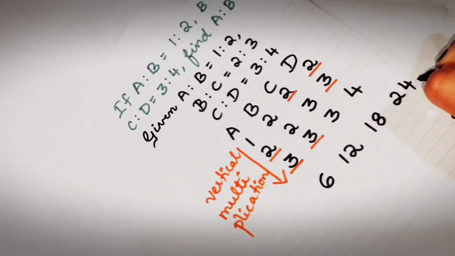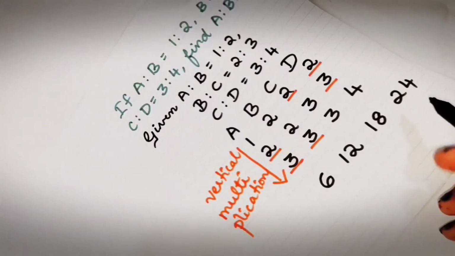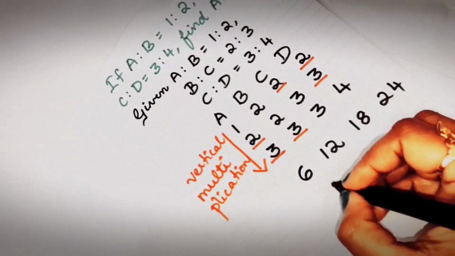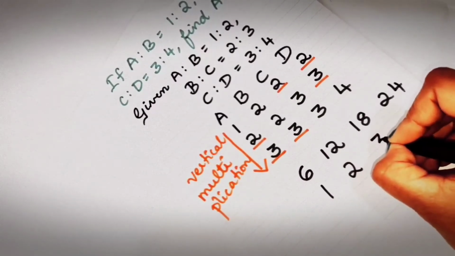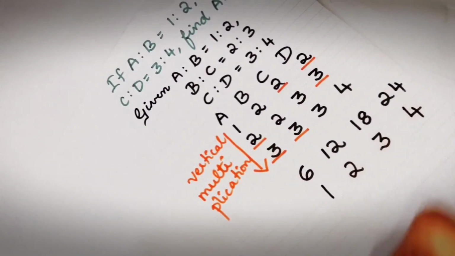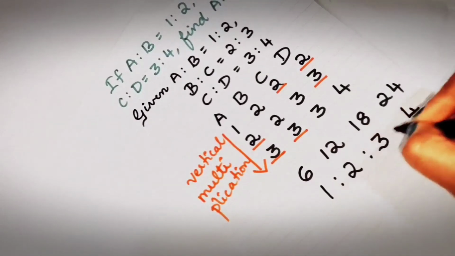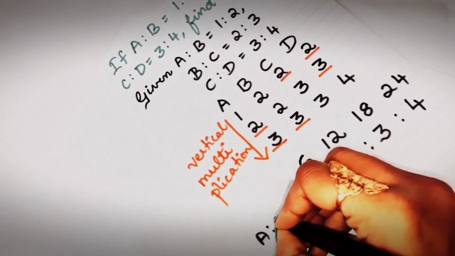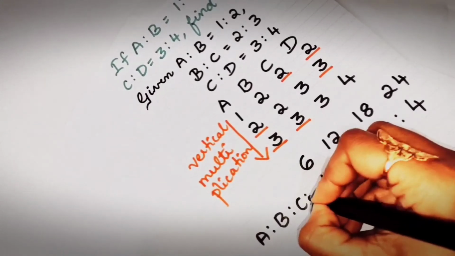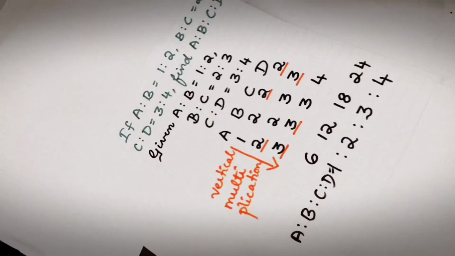Now, if we take the ratio of these numbers, we can see that it is not in their standard form because the highest common factor is 6 and not 1. Hence, we divide the numbers with 6. 6 by 6 gives 1, 12 by 6 gives 2, 18 by 6 gives 3, and 24 by 6 gives 4. So now, the ratio of the numbers 1 is to 2 is to 3 is to 4 is in its standard form, meaning that the HCF is 1. As a result, we have got our answer. A is to B is to C is to D is 1 is to 2 is to 3 is to 4.